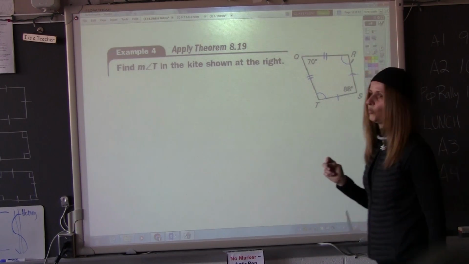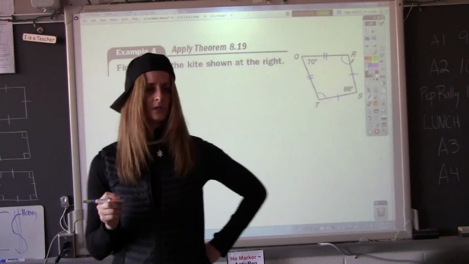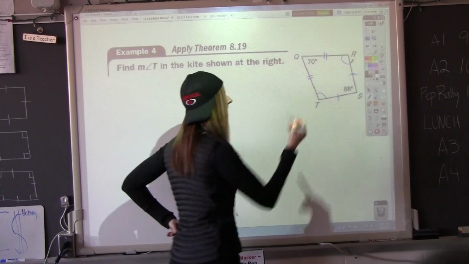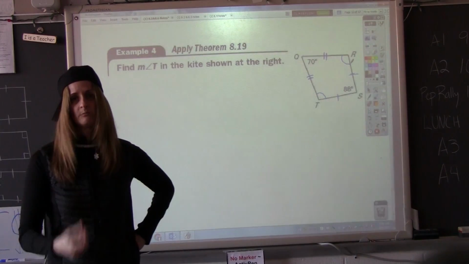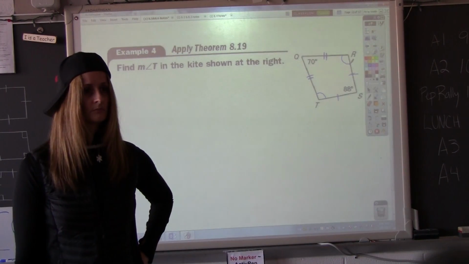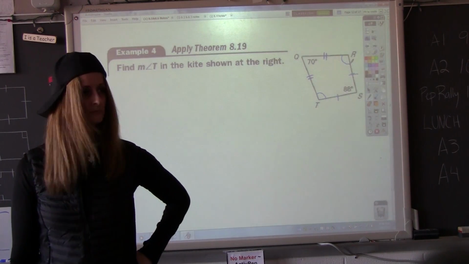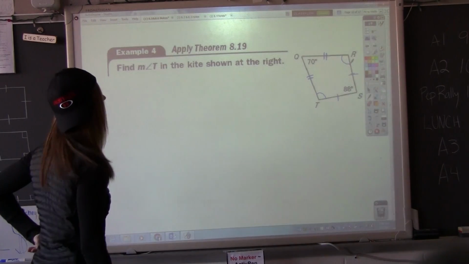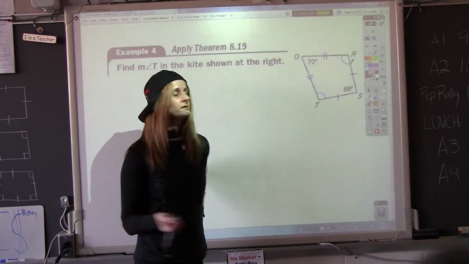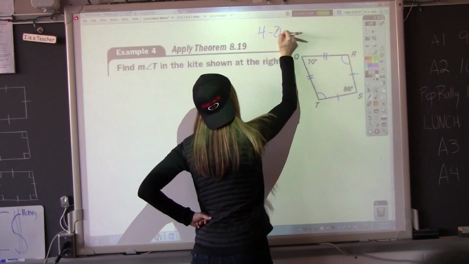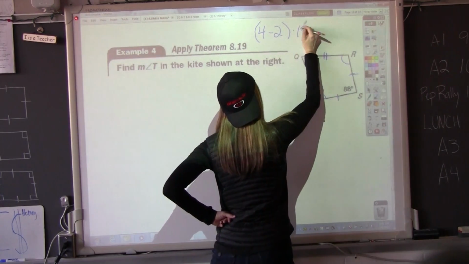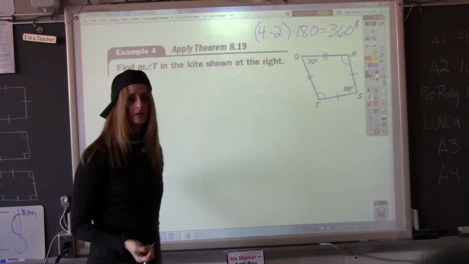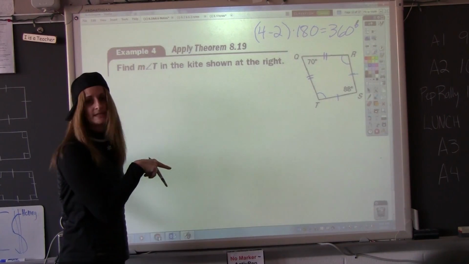What do we also know about the sum of the interior angles of a kite, or that shape? Quadrilateral. It is 360. How did you know that? Because you do 4 minus 2 times 180. You guys probably already have it memorized, but it's the number of sides minus 2, times 180, which gives us the sum of all the interior angles. So we know the sum of those interior angles is 360.